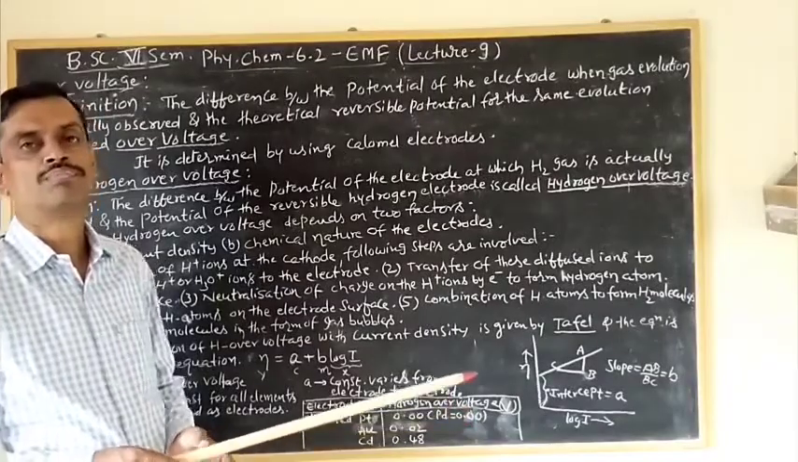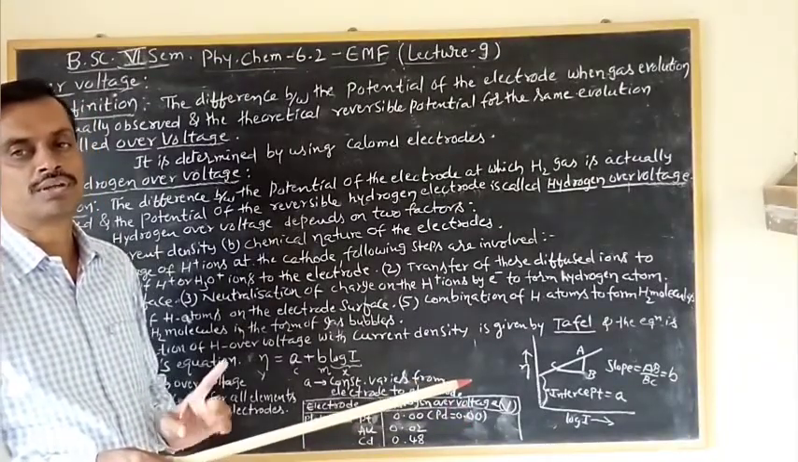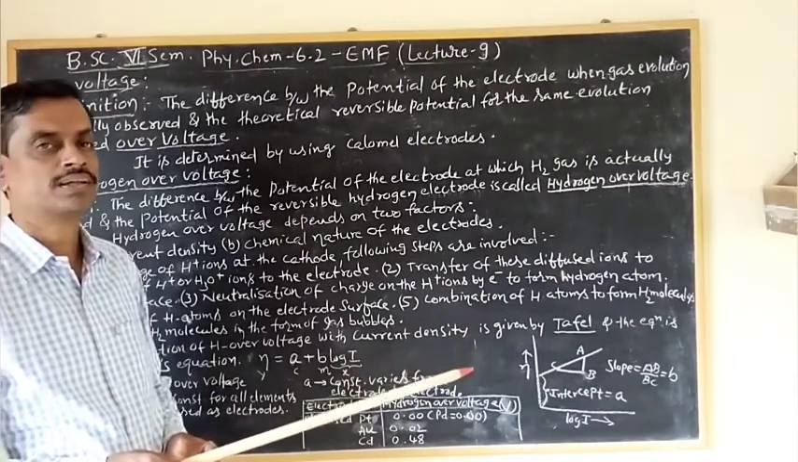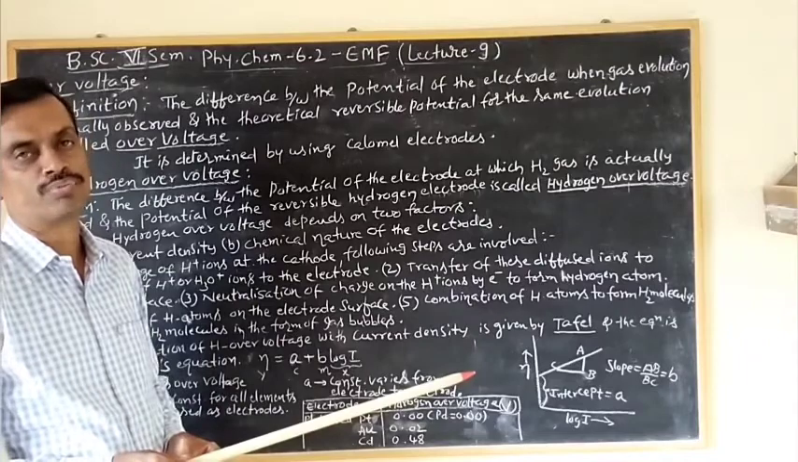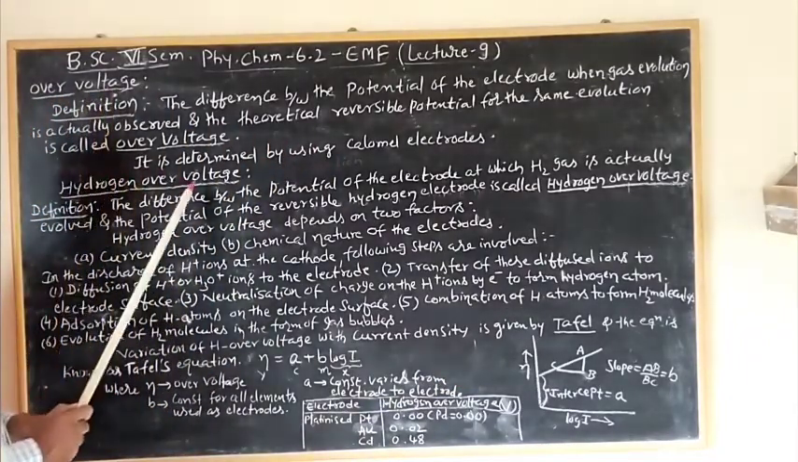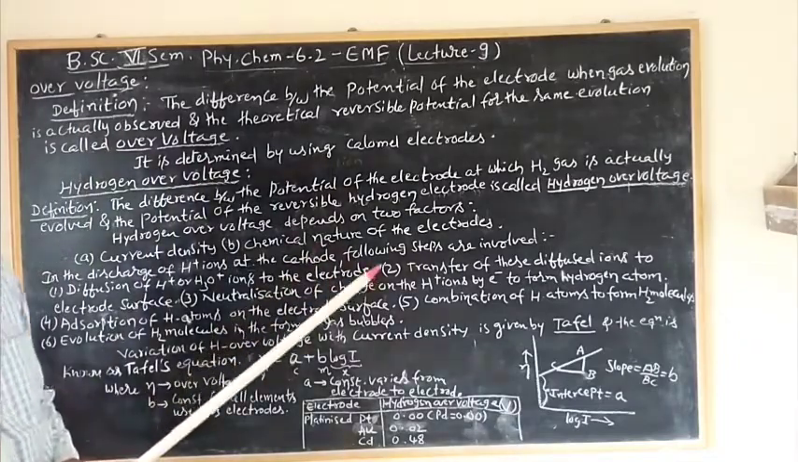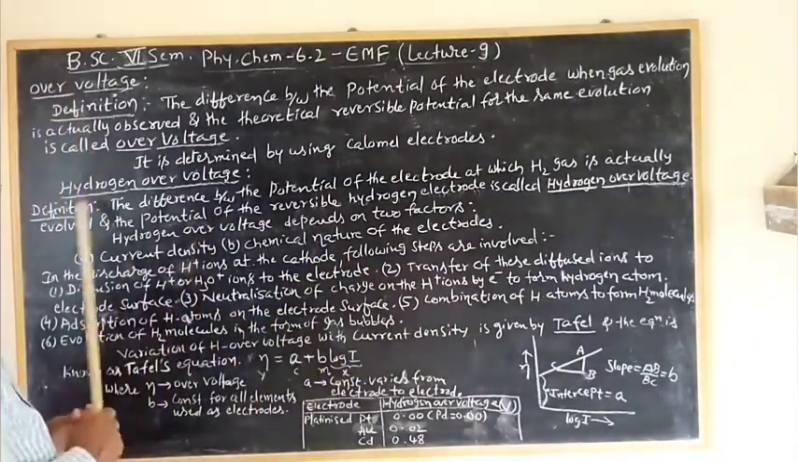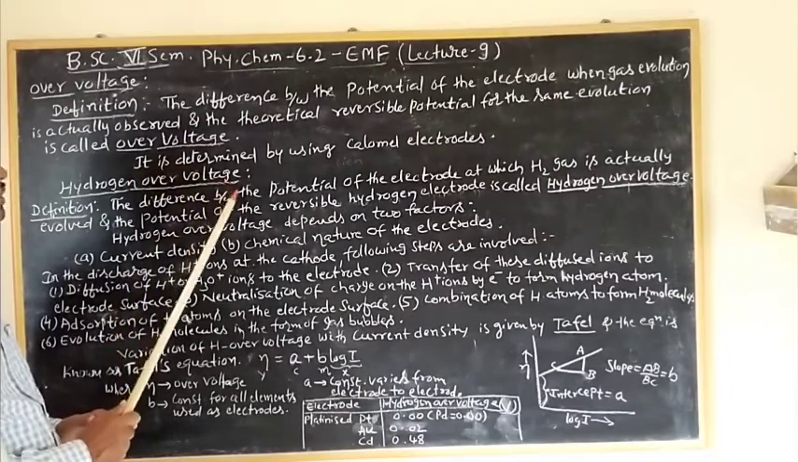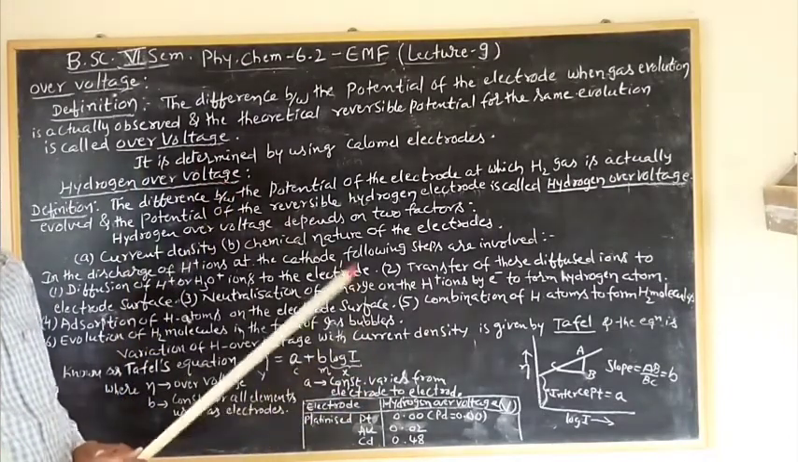The previous term, polarization definition, was asked in the examination for 1 mark. And the write-up on polarization, if the question is like that, it carries 4 marks. Similarly, the definition of over voltage and hydrogen over voltage were asked in the examination for 1 mark. And the explanation for hydrogen over voltage, the write-up on over voltage, hydrogen over voltage in the examination, carries 4 marks.